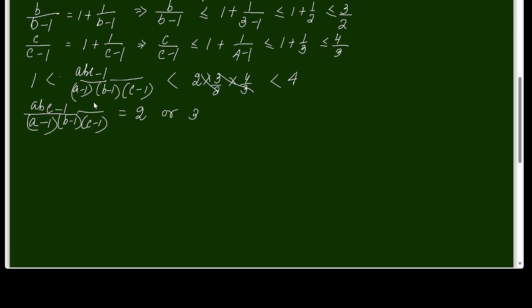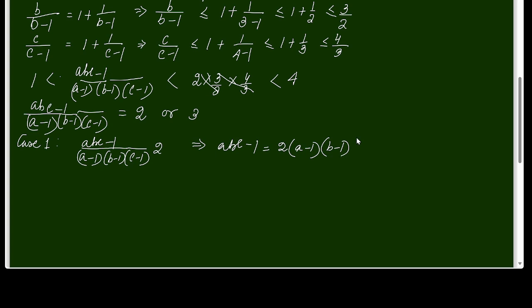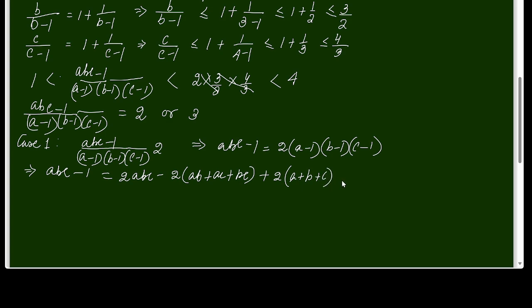Now case 1, when it is 2. abc-1 over (a-1)(b-1)(c-1) equals 2. So now multiplying, I'll get abc-1 equals 2 times (a-1)(b-1)(c-1), or abc-1 equals 2abc minus 2 times (ab+ac+bc) plus 2 times (a+b+c) minus 2.